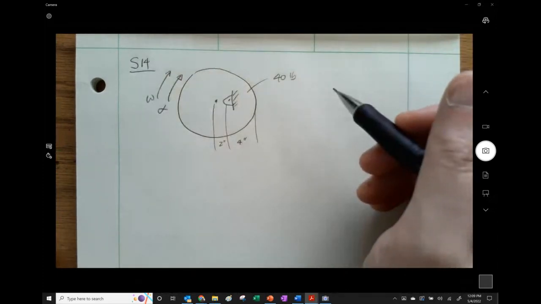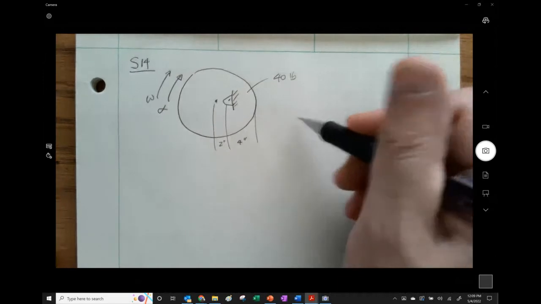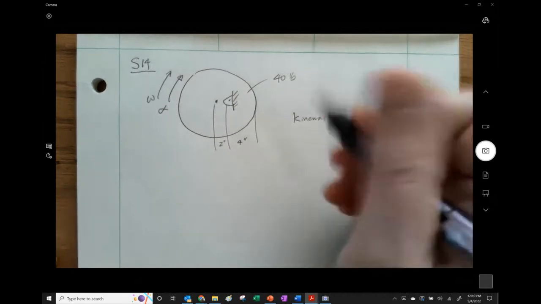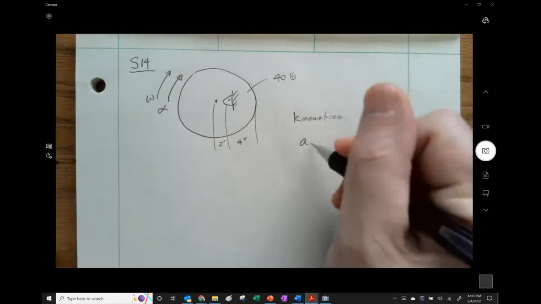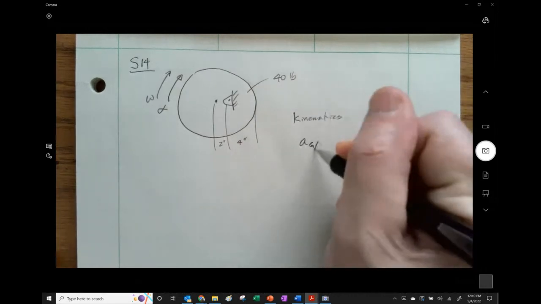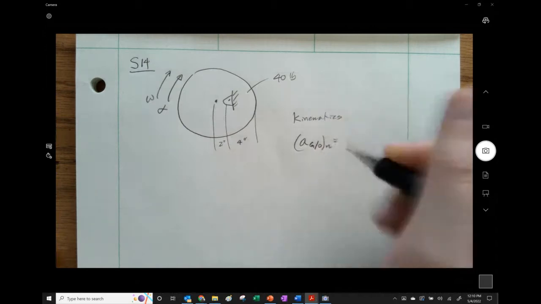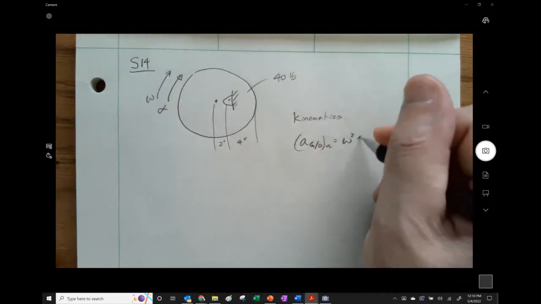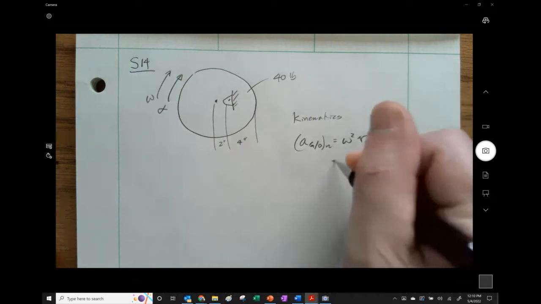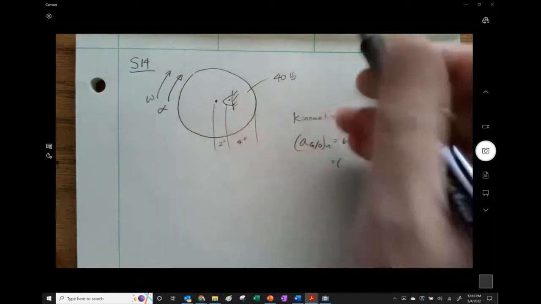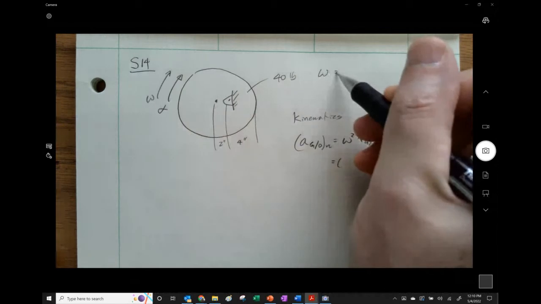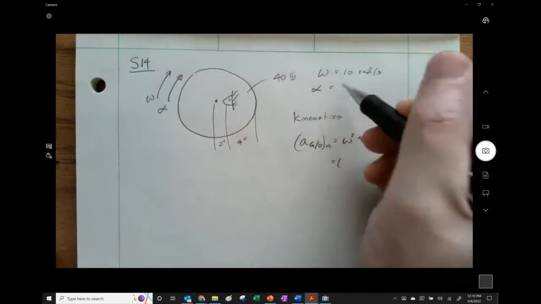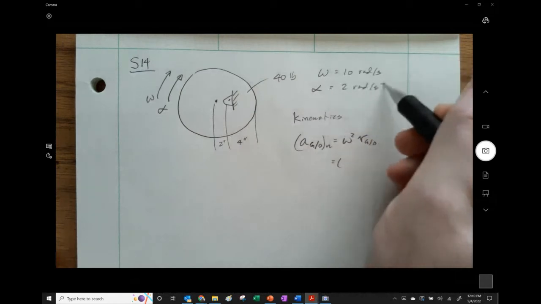So some of the first things I might want to do is find out from the kinematics what the acceleration of g with respect to O in the normal direction is. So I'll go omega squared times r of g with respect to O. And what did we say omega was? We said it was 10 radians per second, and alpha is 2 radians per second squared.